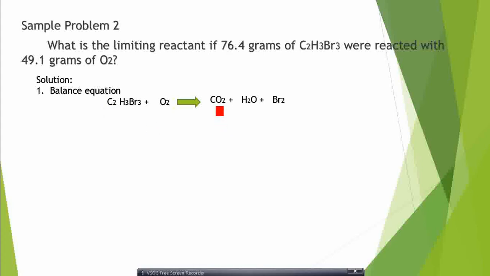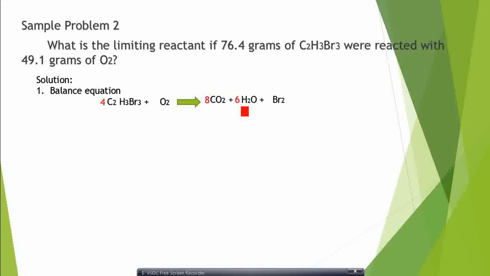Let's put here a coefficient of 4. 4 times 2 is 8, so there are 8 atoms of carbon in the reactant. For the product, let's put a coefficient of 8 to make it 8 atoms of carbon. It is now balanced. Hydrogen: we have 4 times 3 is 12 atoms of hydrogen in the reactant, while in the product we only have 2. To make this 12, let's put the coefficient 6. 6 times 2 is 12. It is now balanced.